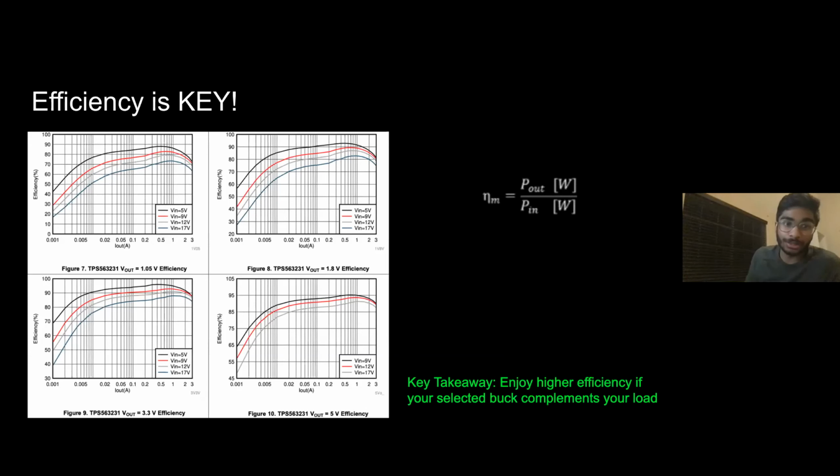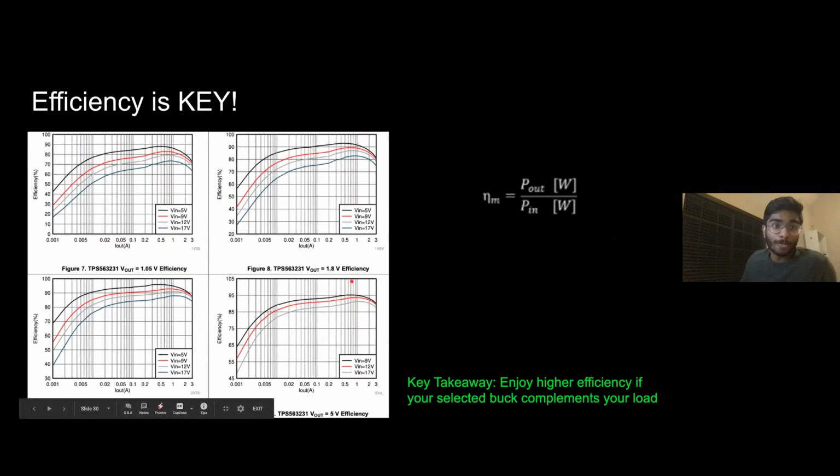Okay, back to efficiency. We touched this earlier, I'm gonna touch it again. We calculate efficiency with this equation. Efficiency equals power out over power in. It's a pretty simple equation. I stole these screenshots from our Buck data sheet, and it basically tells us at specific currents, our Buck's efficiency is noticeably higher. If you look at this at 1 amp, high efficiency, 1 amp, high efficiency. So if our system calls for 1 amp, we should definitely use this converter.